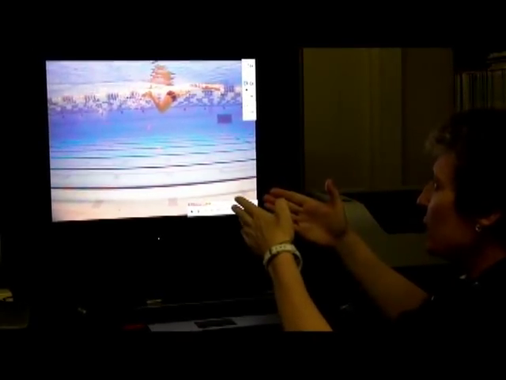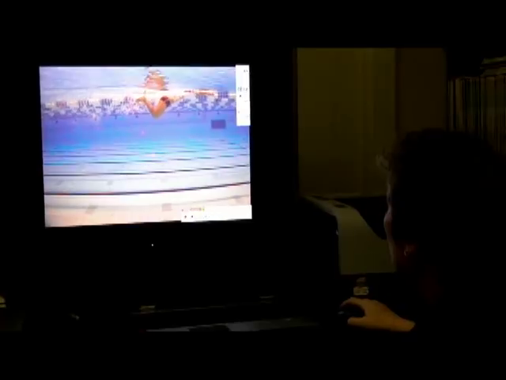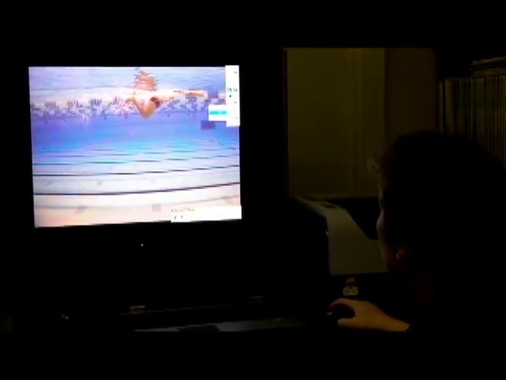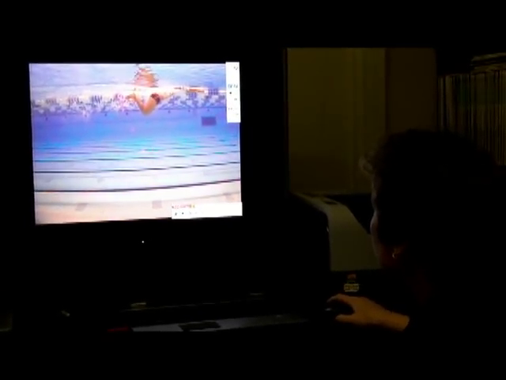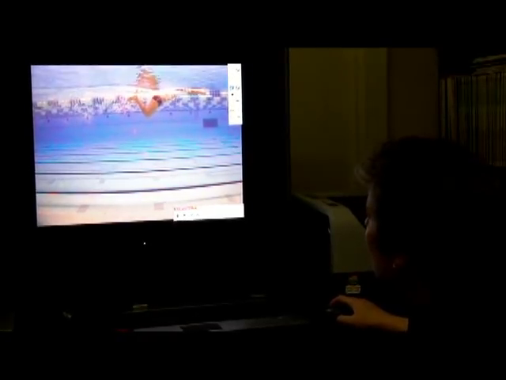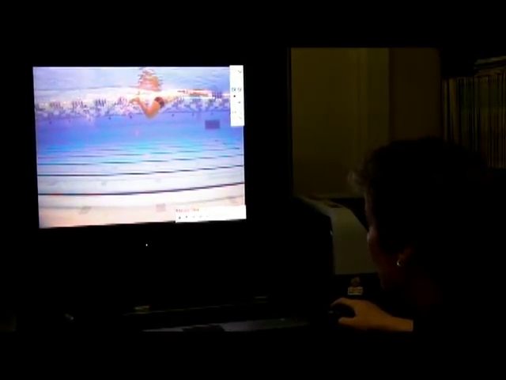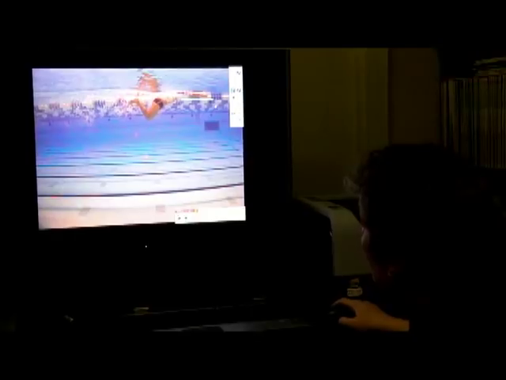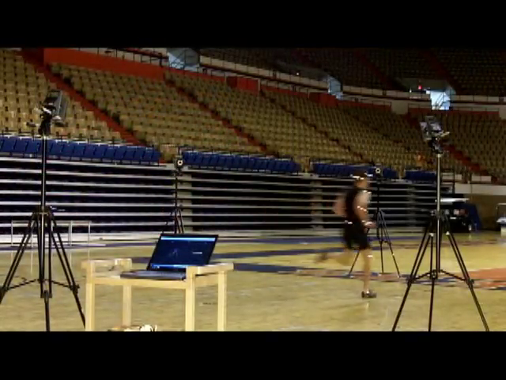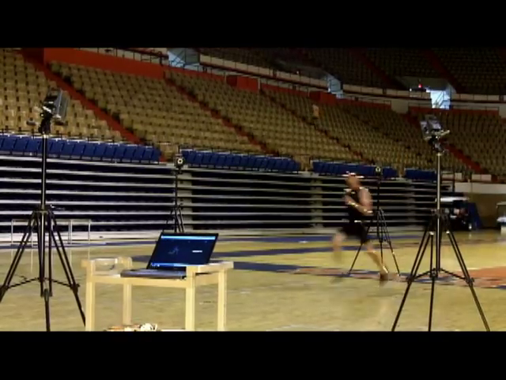So in the pool, what we're looking for is timing between arm entry and kicking, streamline, what causes their body to get out of that streamlined position, and what we can do to help them turn over their stroke a little bit faster. Not unlike when we look at runners, we're also trying to look at how fast we can get their step to turn over.